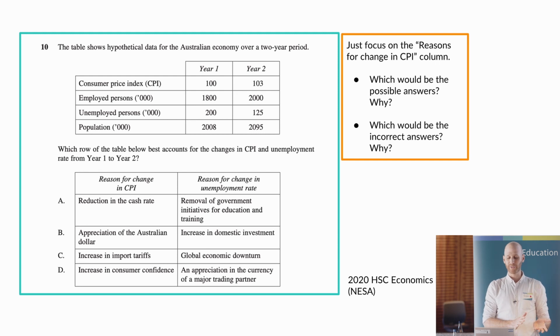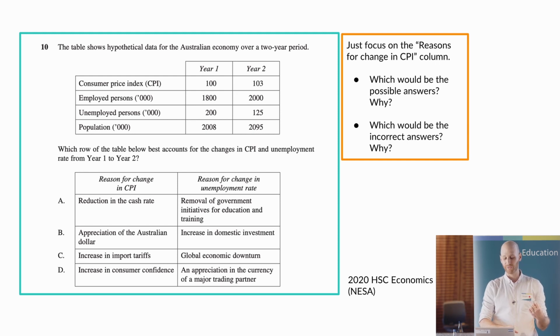If we just focus on the CPI, based on the numbers we've got, what has happened to the CPI in the economy? Increased? Yeah, so it's increased. Okay, so then we've got these reasons for the change in the CPI. In terms of A, what did we think? So it's possible? Why is it possible? Right, so we've got a reduction in the cash rate, which has a stimulatory effect on the economy, boosting the components of aggregate demand. Yes, that could be a reason. That could be a cause of inflation.